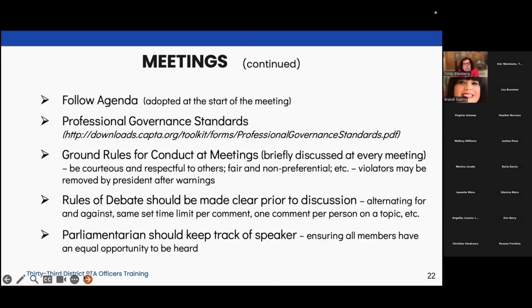Rules of debate should be made clear prior to discussion of motions. You typically alternate for and against. You would set a time limit per comment and one comment per person on a topic so that nobody dominates the discussion. The parliamentarians should keep track of the speakers, ensuring all members have an equal opportunity to be heard.